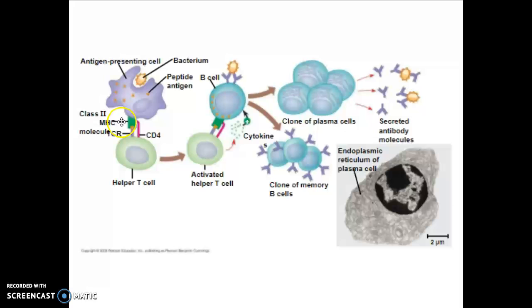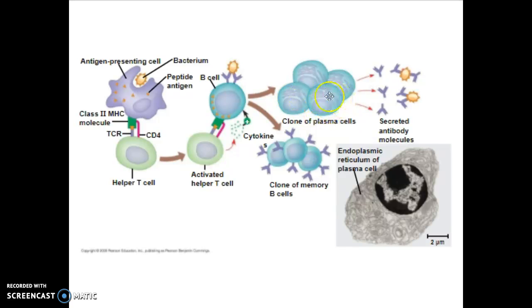We've got our class 2 molecule here. Okay, so we've got our antigen-presenting cell. There's our bacterium getting into the cell. Here's our activated helper T cell. We've got our B cell that's now binding, that's creating these antibodies. We're making clones of those plasma cells.